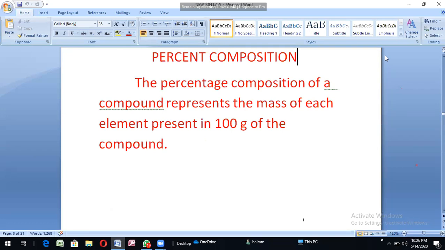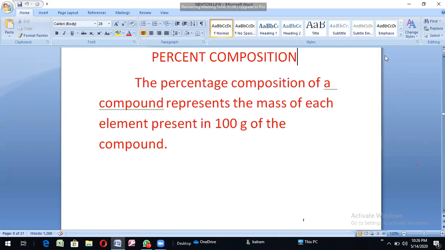How many percent of nitrogen is present? That we represent in percentage. Next, chlorine, like that. So the percentage composition of a compound represents the mass of each element. Each element means hydrogen, oxygen, nitrogen. These are elements. But a compound means hydrogen chloride or the water molecule H2O. These are molecules or compounds.